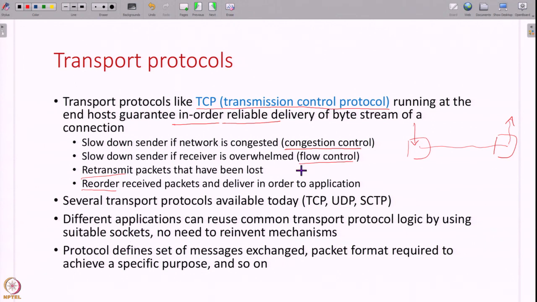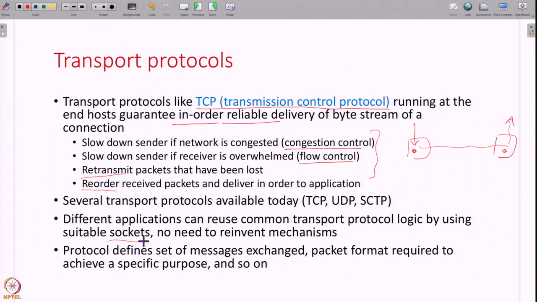All of this logic is guaranteed only by the end hosts, not by the routers in the middle. We have several transport protocols today, like TCP, UDP, and SCTP; we will see them later. Different applications can reuse all of this functionality of a transport protocol, so every application does not have to do congestion control and reliability on its own. If you simply use TCP sockets, you will get all of that functionality.